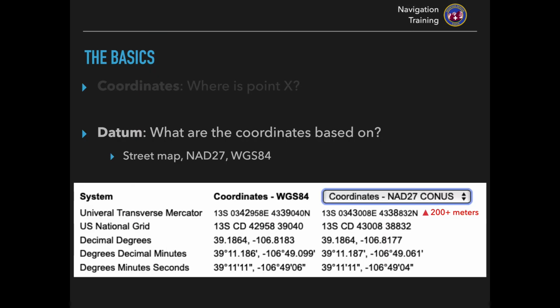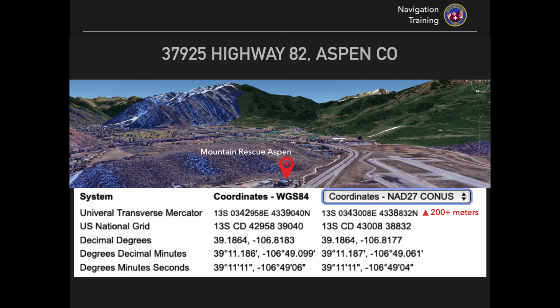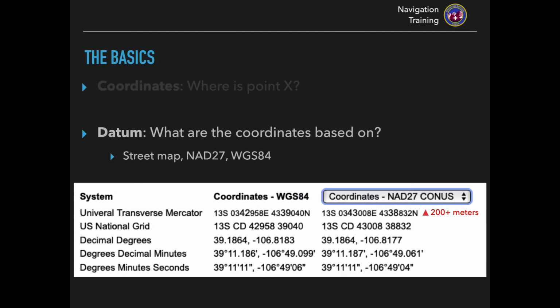Coordinates are only useful if we understand the datum or reference point that these coordinates are based on. For example, our street address uses the street name, Highway 82, and distance along that street, 37.9 miles, as the datum for that location. Two of the most common datums used in North America are the NAD 27 and WGS 84 datums.